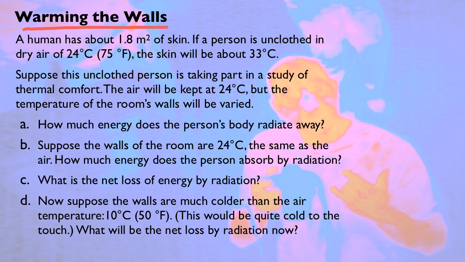Now, you have about 1.8 square meters of skin, and if you were unclothed, your skin temperature is going to be about 33 degrees Celsius. If you're in a room with dry air of 24 degrees Celsius, this is from those papers that I looked at, so suppose we keep the room temperature at that. And then we're going to vary the temperature of the walls. First, we're going to look at how much energy you radiate away. Second, we'll see how much you absorb by radiation from the environment. And the amount you absorb depends upon the temperature of your environment. And then we're going to look at your net loss. We're going to redo the calculation and say what will be the net loss if we make the walls much, much colder. Okay, that's the calculation that we're going to do.